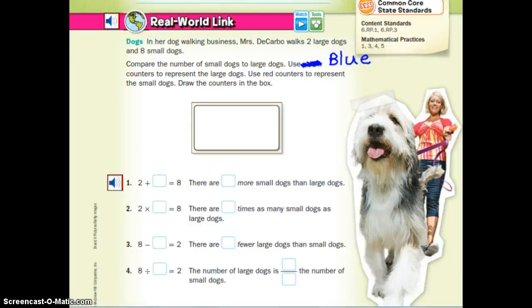Real world link. Dogs. In her dog walking business, Mrs. DiCarvio walks 2 large dogs and 8 small dogs. Compare the number of small dogs to large dogs. Use blue counters to represent the large dogs. Use red counters to represent the small dogs. So I have 2 large dogs, so we're going to have 2 blue counters. And we have 8 small dogs, so we're going to have 8 red counters.